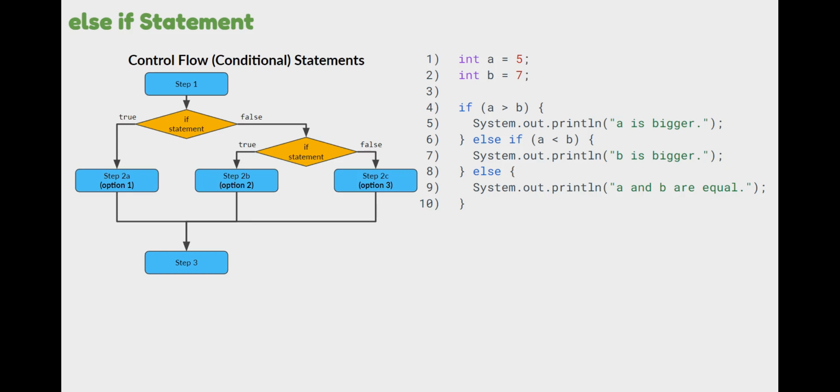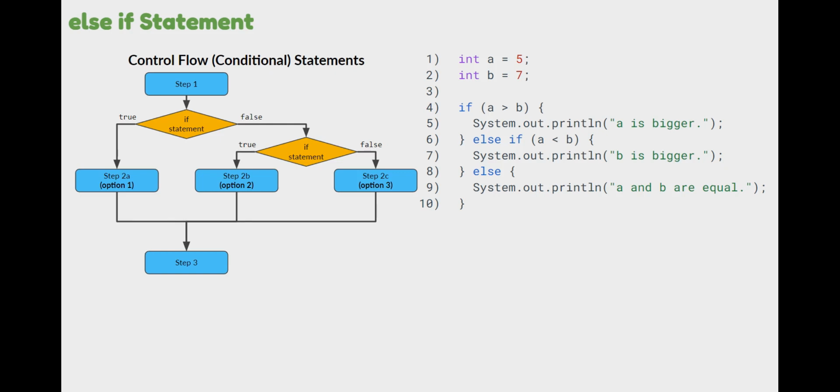On line 4, you can see we are asking one question. If A is bigger than B, then we will print out A is bigger. On line 6, we are asking our second question, is A smaller than B? In which case, we will print out B is bigger.